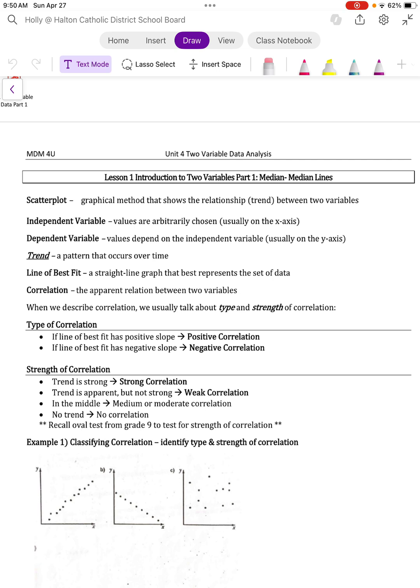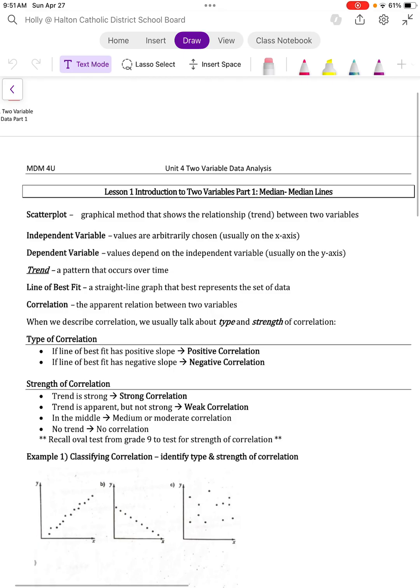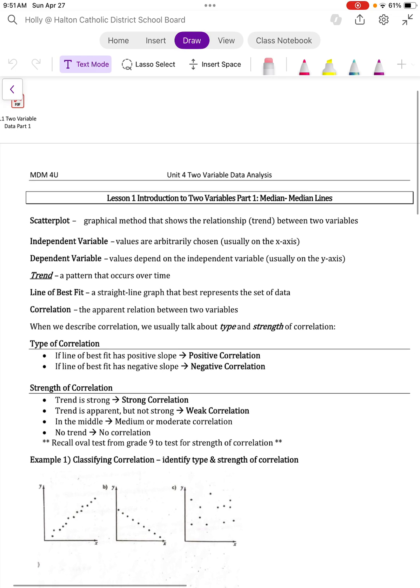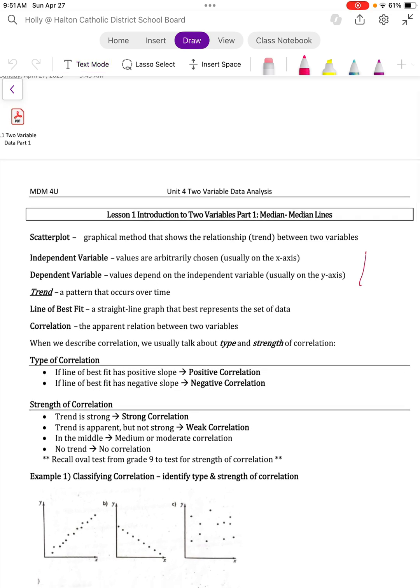In Unit 3, when you dealt with one variable data, there was a definite independent and dependent variable. When you're looking at the two variable data, they both vary. So there are situations where one can depend on the other more so than the other, but it can also work vice versa. The dependent variable values depend on the independent variable, so usually it goes on the y-axis, like we traditionally did. And a reminder, that's your x, that's your y.